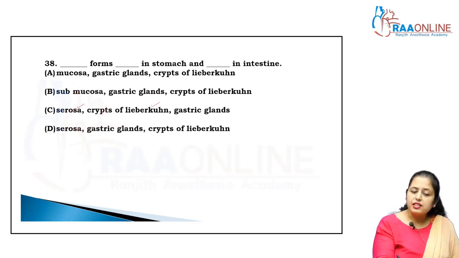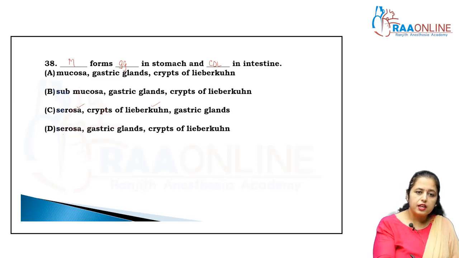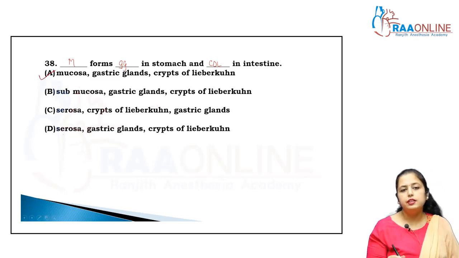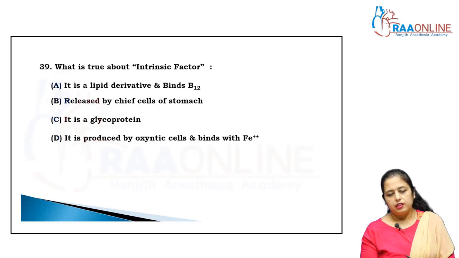Mucosa forms the gastric glands in stomach, exactly, right? And the same mucosa forms the crypts in the intestine. So the correct answer is A, right? So the correct answer is A. Clear? Now come to what is true about the intrinsic factor.